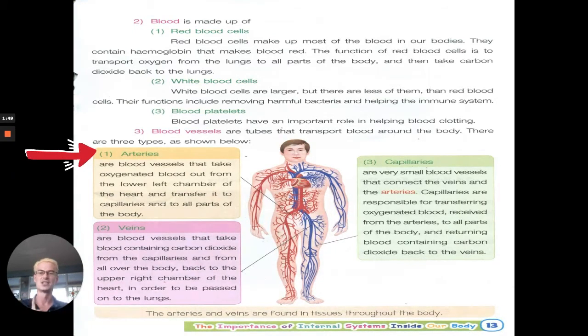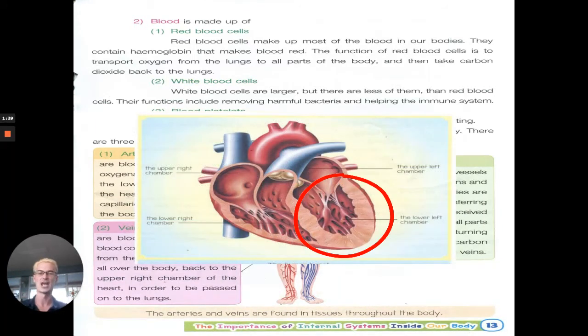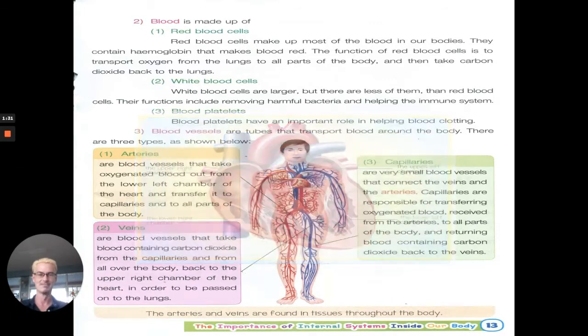First type is arteries. Arteries are blood vessels that take oxygenated blood out from the lower left chamber of the heart and transfer it to capillaries and to all parts of the body.